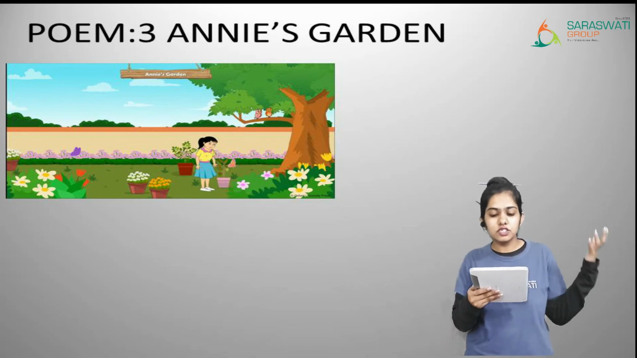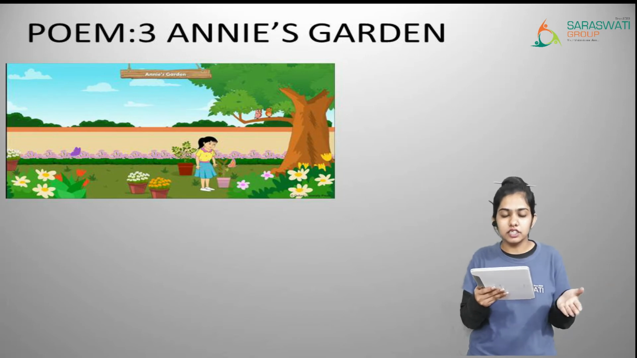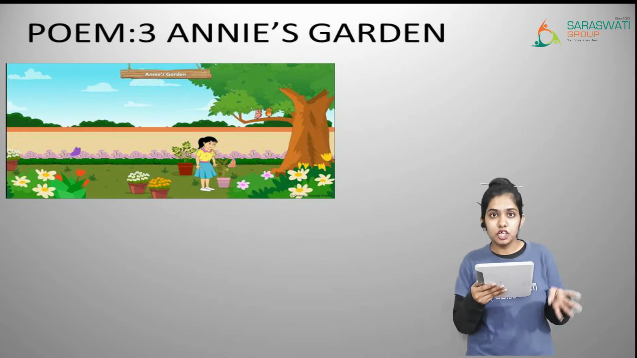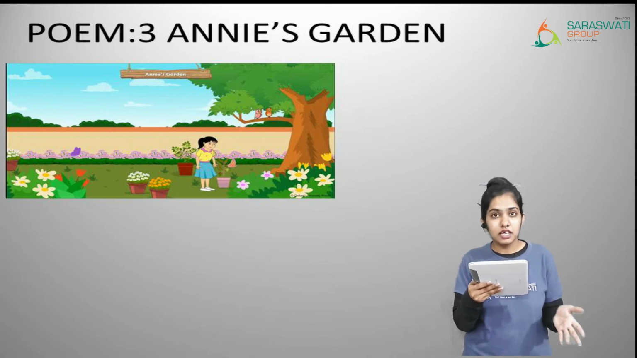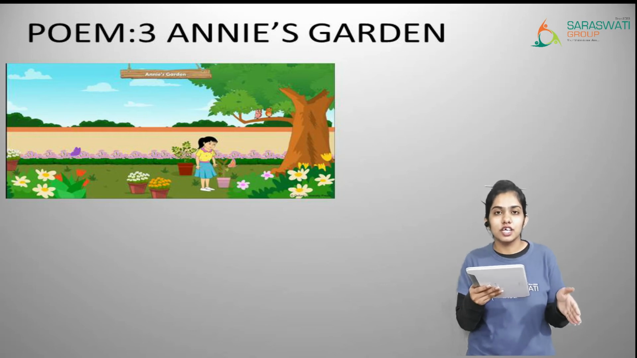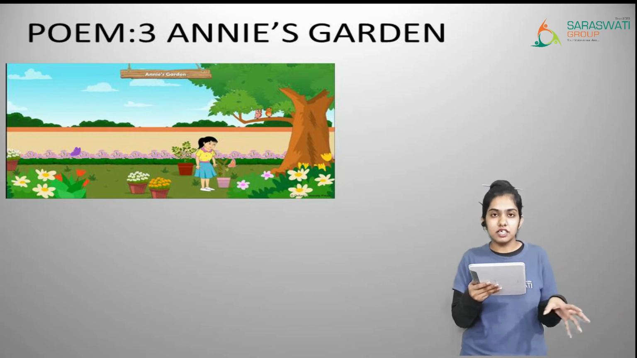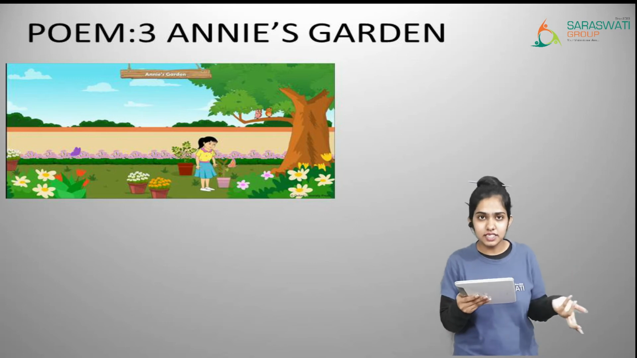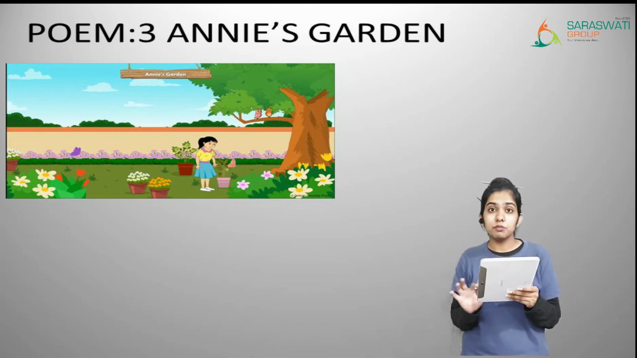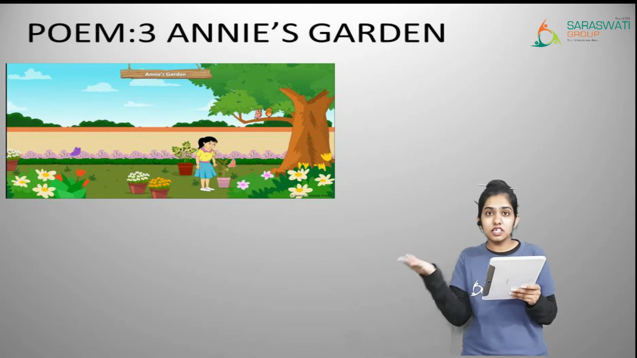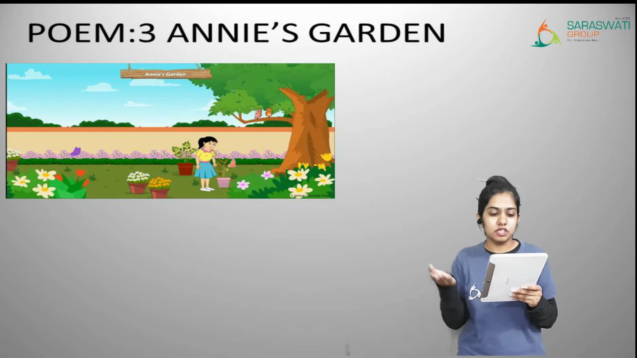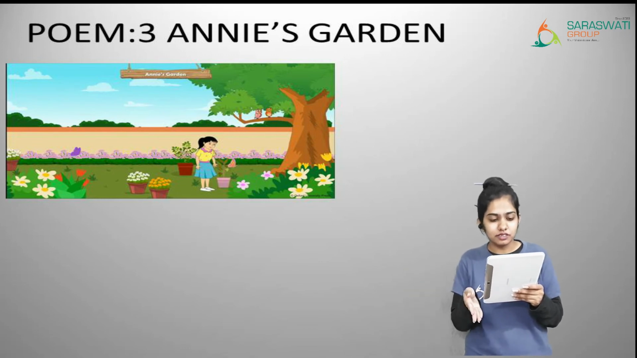So the different kinds of flowers in Annie's garden were posies, pinks, mignonette, tulip, roses, sweet peas, morning glories, violets, marigold, and asters. These are the flowers that were there in Annie's garden. Then afterwards, what did the bees and birds do? The bees make honey while the birds sip the dew from the flowers.